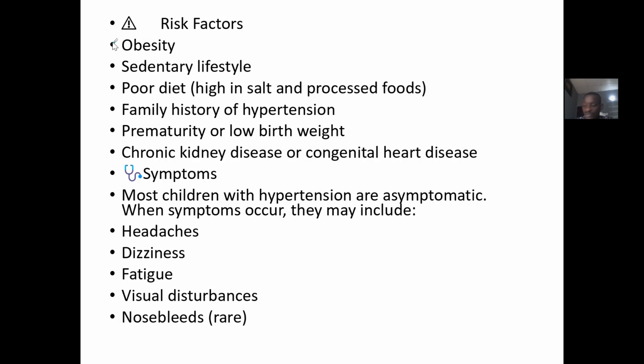So risk factors, just like we have listed some of them, include things like obesity, sedentary lifestyle. The child is not doing all those exercises. The child is just sitting down in one place. Poor diet, so you are eating food that has a lot of salt. Okay. Then family history of hypertension. Hypertension runs in your family. Okay. Then prematurity or low birth weight, chronic kidney disease, or congenital heart disease.